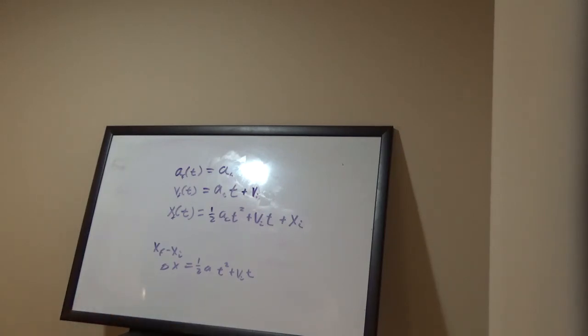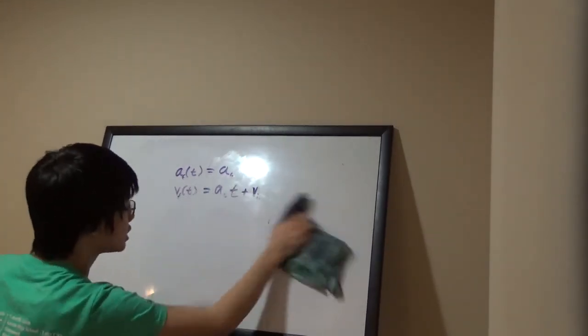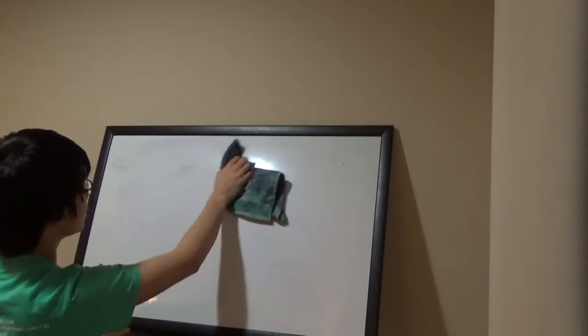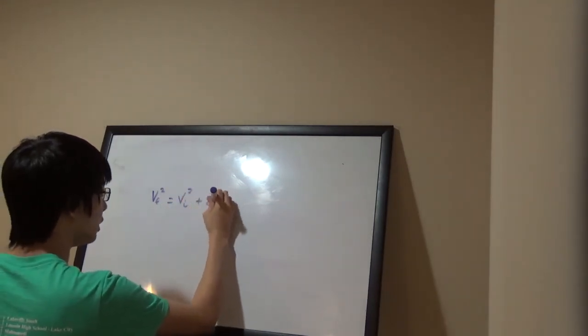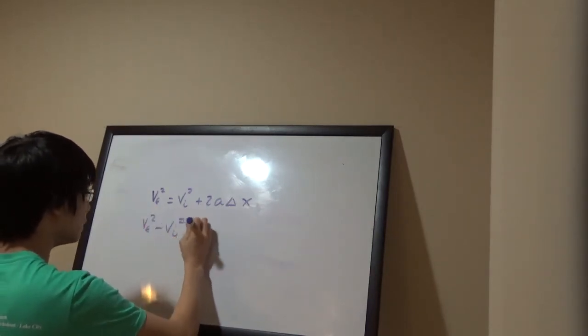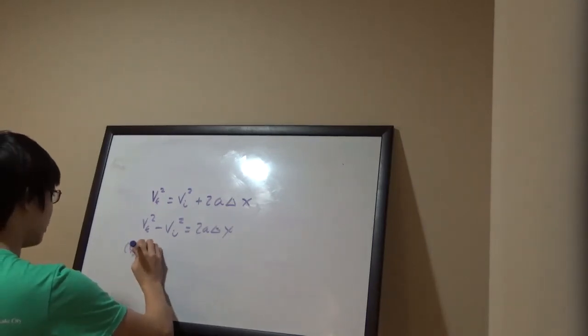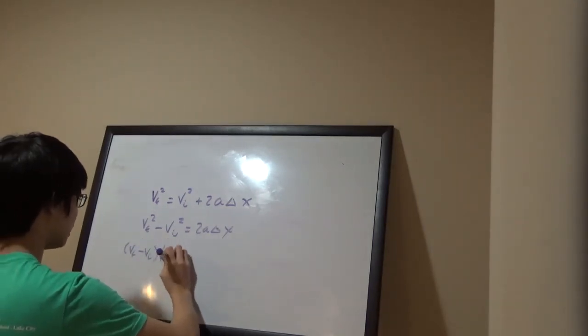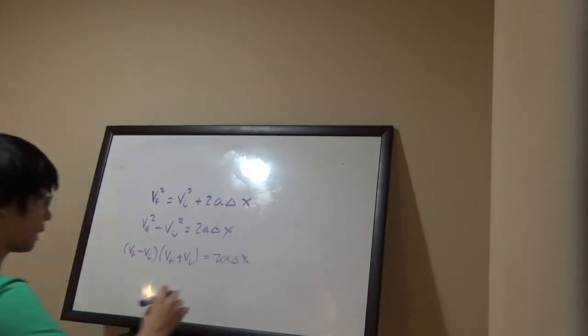Alright, so this is a cool equation. But now, let's move on to the other cool equation that we had. This one requires no calculus to prove. It just requires a bit of fun algebra and the previous kinematic equation. So what was it? Vf squared is equal to vi squared plus 2a delta x. That means vf squared minus vi squared is equal to 2a delta x. So I can change this into vf minus vi times vf plus vi is equal to 2a delta x.